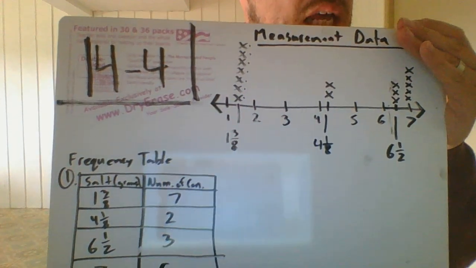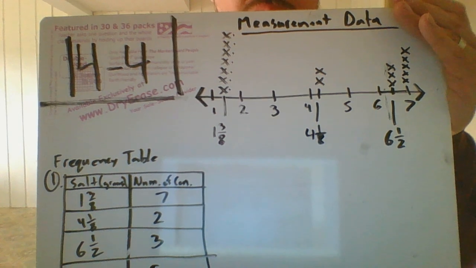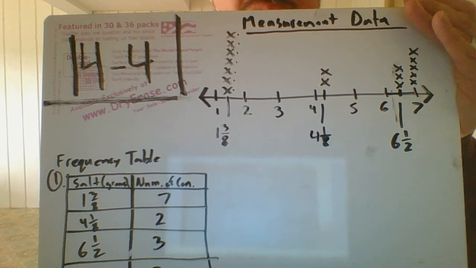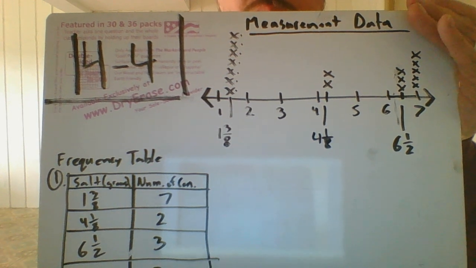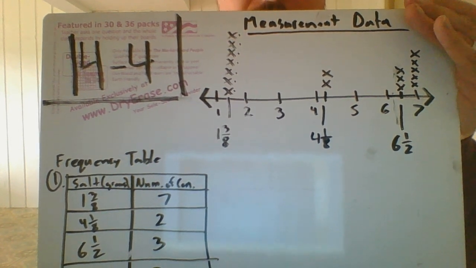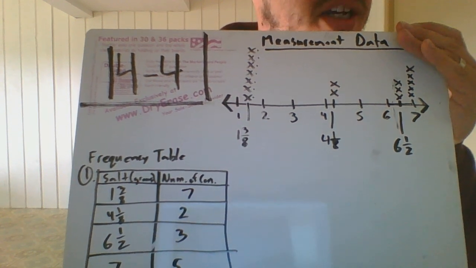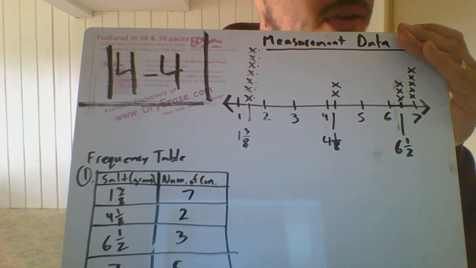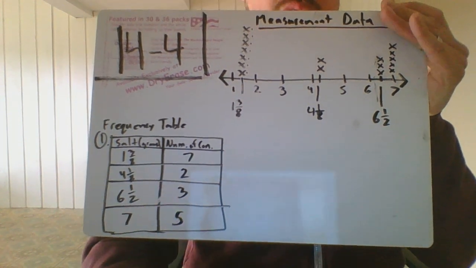So that's not the most difficult part of the lesson. I know that you guys can read number lines. You can find 1 3/8. I'm going to give a little mini lesson on that later. 4 1/8, and also 6.5 and 7. The hard part's going to be when you get to problems like number 2. I'm going to show you what that looks like.